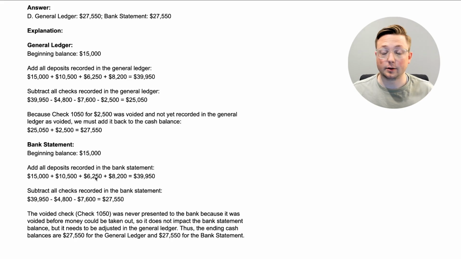They just added all the deposits, and they subtracted all the checks that actually got taken out of the cash for the company. So they were already at $27,550, but the company did record the cash being taken out when they originally sent out the check, but they had to, because they voided it, add it back. So that's how you would treat a voided check. Let's go to the next question to learn about another part of the bank reconciliation.